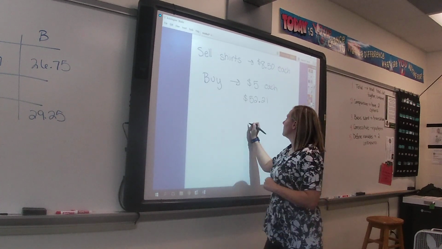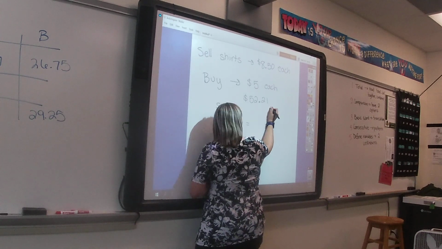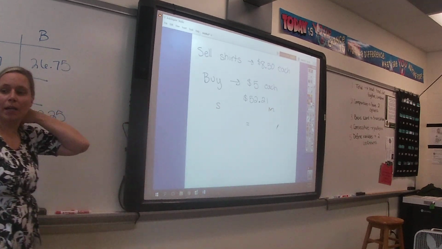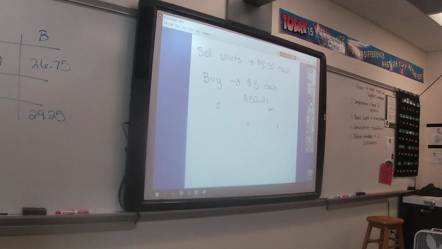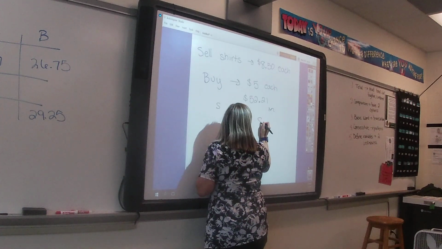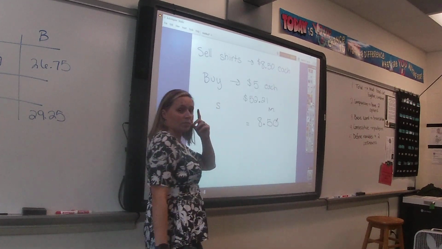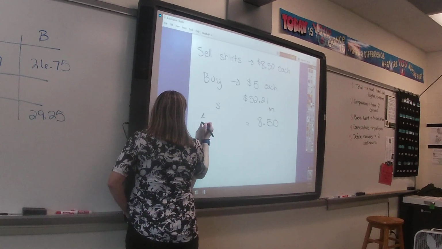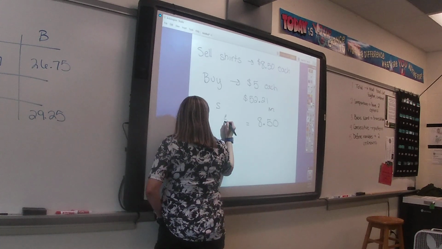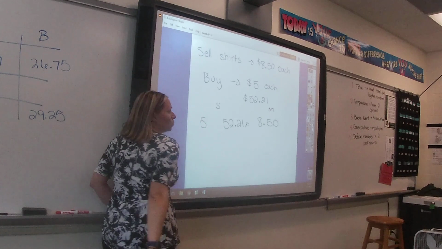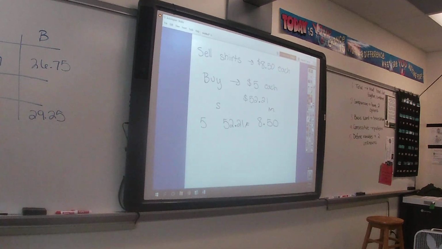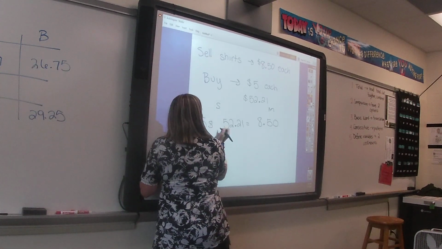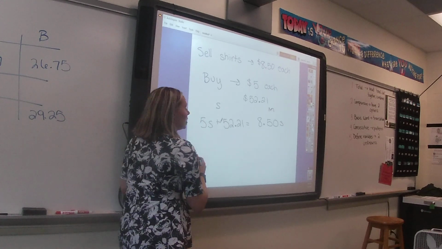Okay, so if we set this up, money we're spending, money we're making. Is the $8.50 money we're spending or money that we're making? Making, because we are selling them to someone, they are paying us $8.50. How about the $5? Spending. How about the $52.21? Which one of these up here gets the variable? Okay, so the 5 does. Anything else? Right, and I'll add because that's a total. So let's solve this.